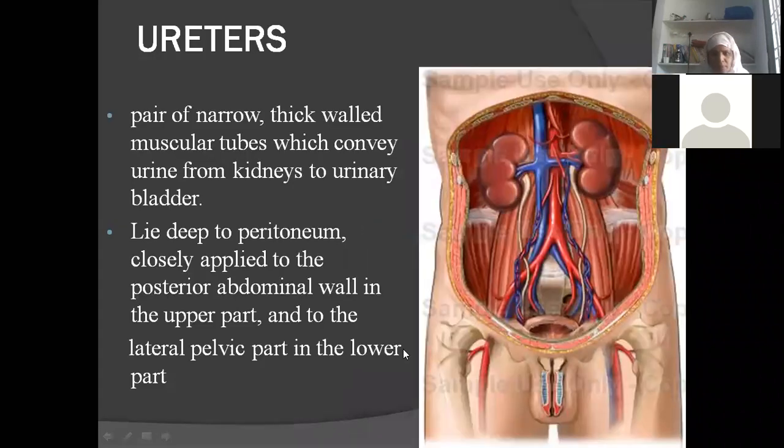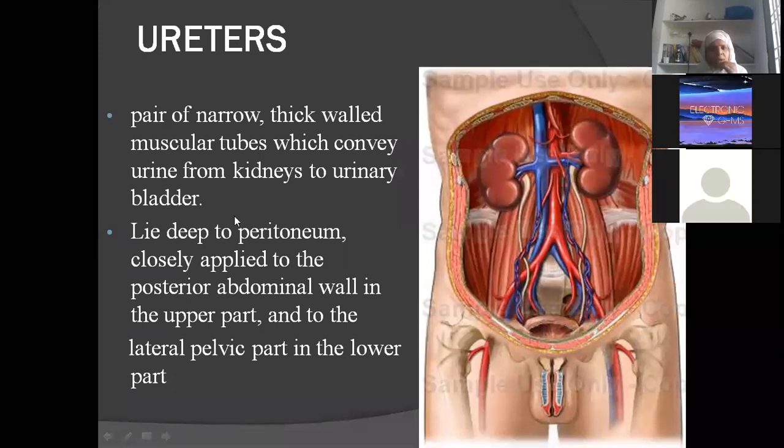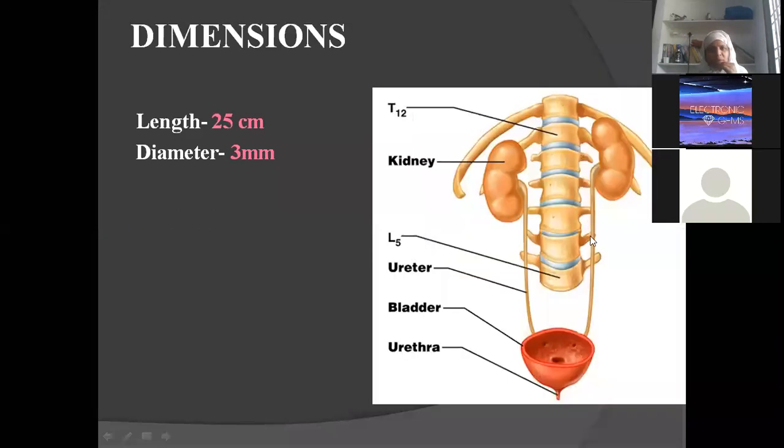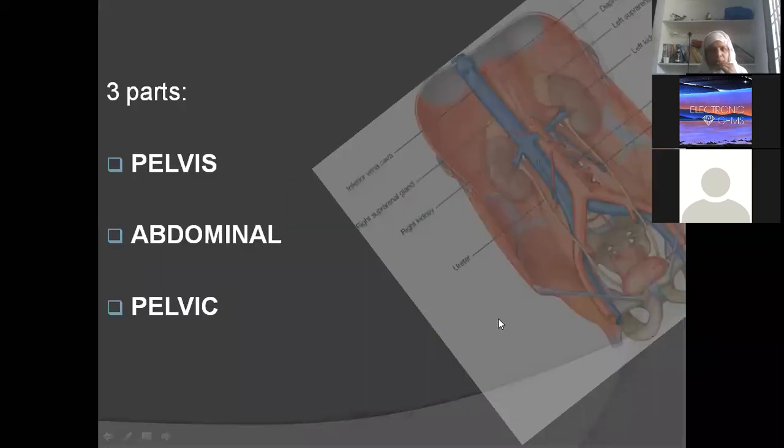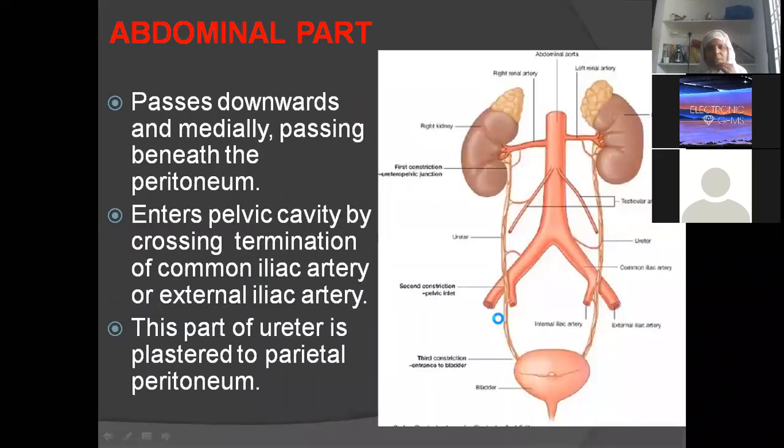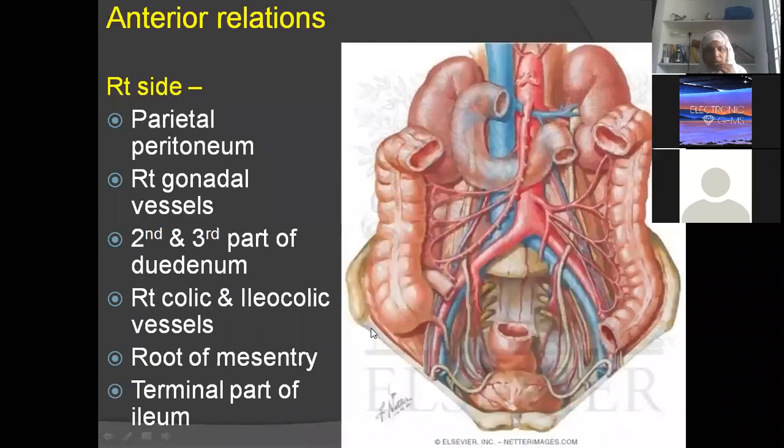Okay, but see, Meghna, because you missed the initial few slides, just see here, same thing like what we have discussed. The length of ureter is 25 centimeters, diameter is 3 mm. This course is being divided into the pelvic part and the abdominal part, and this is the pelvic cavity, that is the pelvic part. Okay, there are some better pictures in this PowerPoint. That's the reason I kept this.